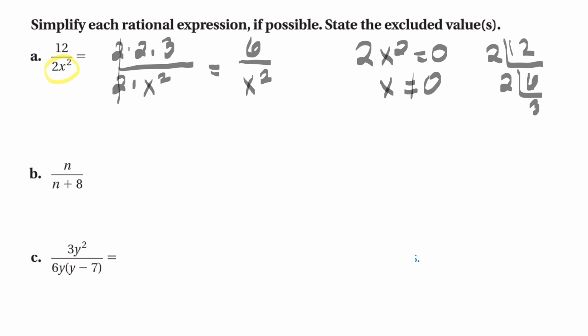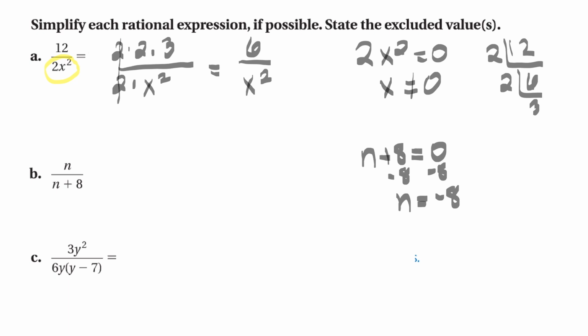We're going to start by finding our excluded values. So we know that n plus 8 cannot equal 0. So we subtract 8, and we see that n cannot equal negative 8. So our excluded value is negative 8.